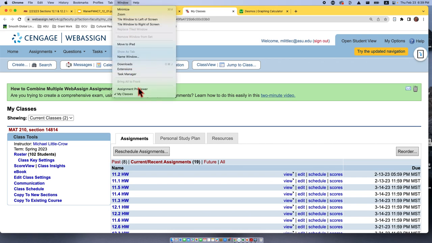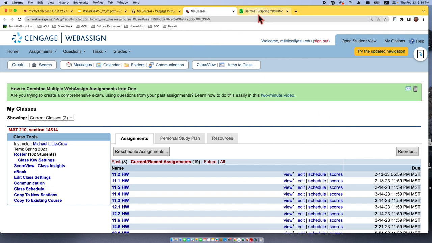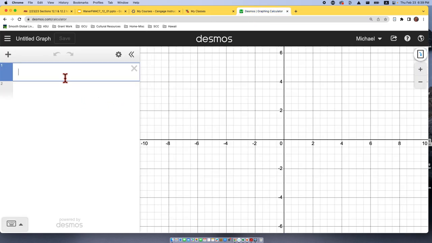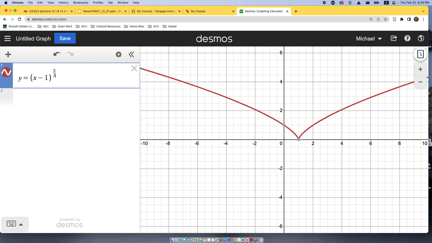Let me just, okay. Oh yeah, I can go back here. So there's no red. You'll have this exact same problem, but x minus 1. So we put in the function. We could just do y equals x minus 1 to the 2/3. So I'm going to raise it to the 2/3 power. But notice it goes on forever, and the question is saying only go from 0 to 2.